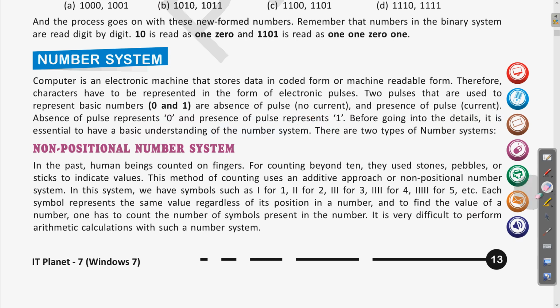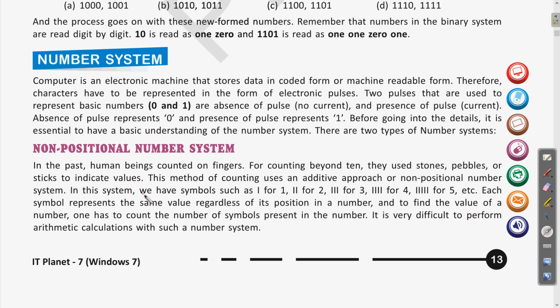The number system is broadly divided into two types. One is the non-positional number system and the other is the positional number system. So let us see. In the past, human beings counted on their fingers. And for counting beyond 10, they used stones, pebbles or sticks to indicate values.